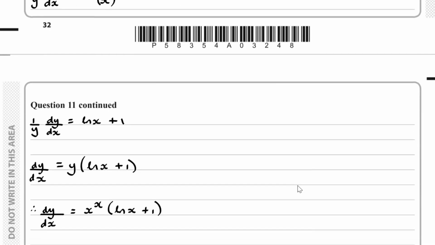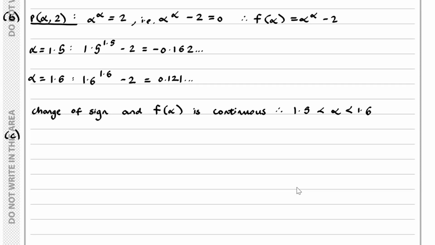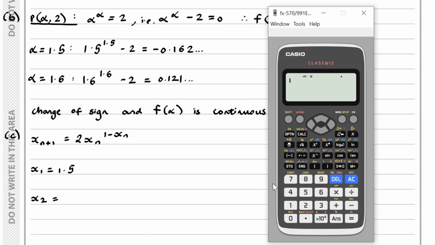And it's only worth 2 marks, it's not difficult. We have xn plus 1 equals 2 xn to the power of 1 minus xn. We see that x1 is equal to 1.5. x2, let's find what this is. So all we have to do is type 1.5 into your calculator, and then we have 2 lots of answer to the power of 1 minus answer.